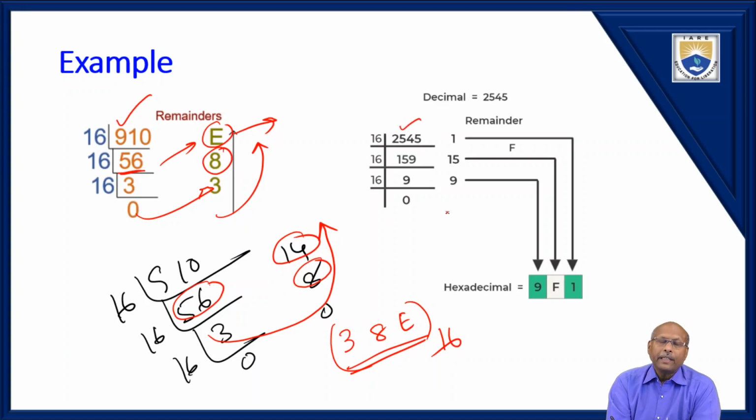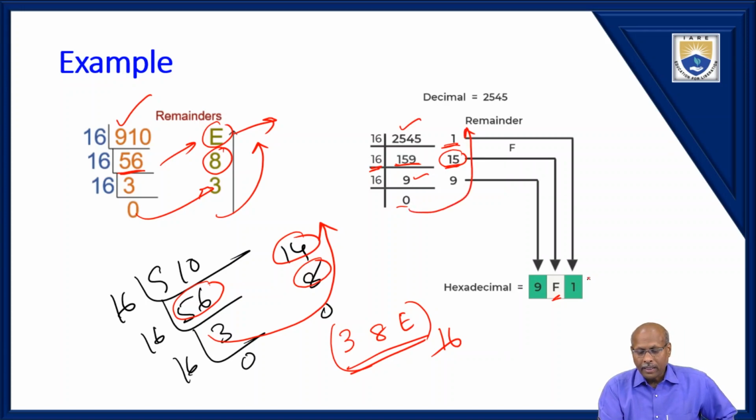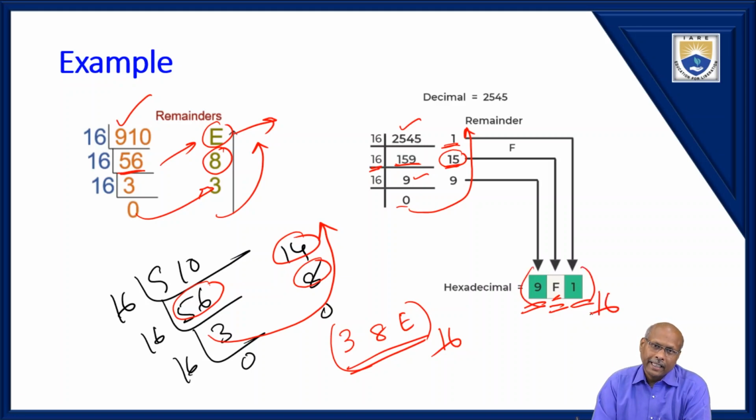For example, another case. If you divide 2545 by 16, then you will get 159 and the remainder is 1. Again, divide by 16, then the quotient is 9 and the remainder is 15. The 15, you can write as the corresponding hexadecimal value, that is F. Then when the 9 comes, you can stop it, because if you divide 9 by 16, you get 0. So come in the reverse order. The answer will be 9, 15, 1. So 9 is 9 itself, 15 is F, and 1 is 1. So 9F1 is my corresponding hexadecimal value.